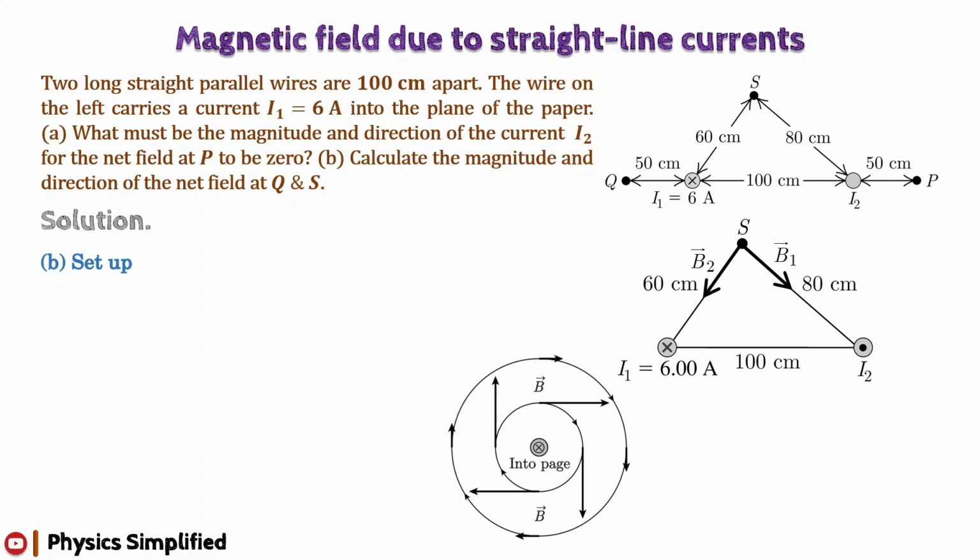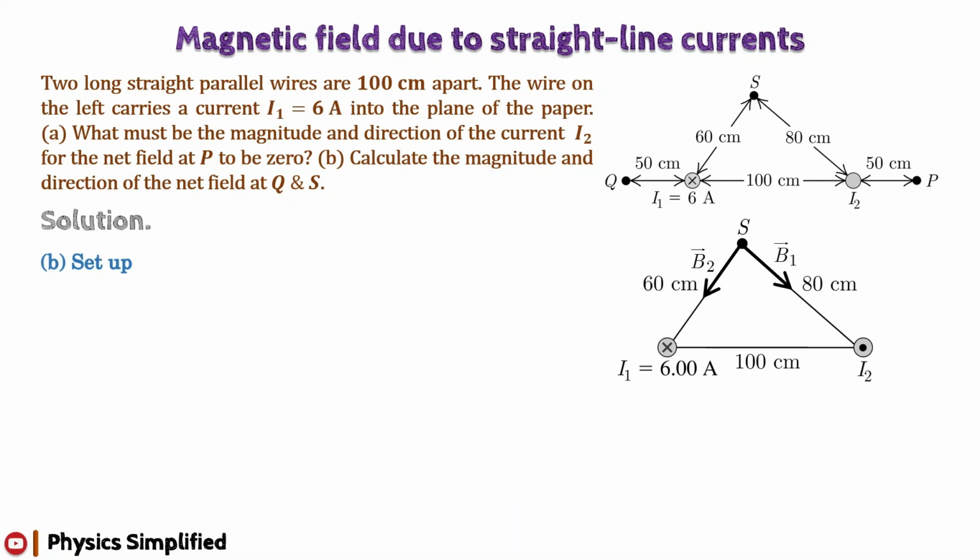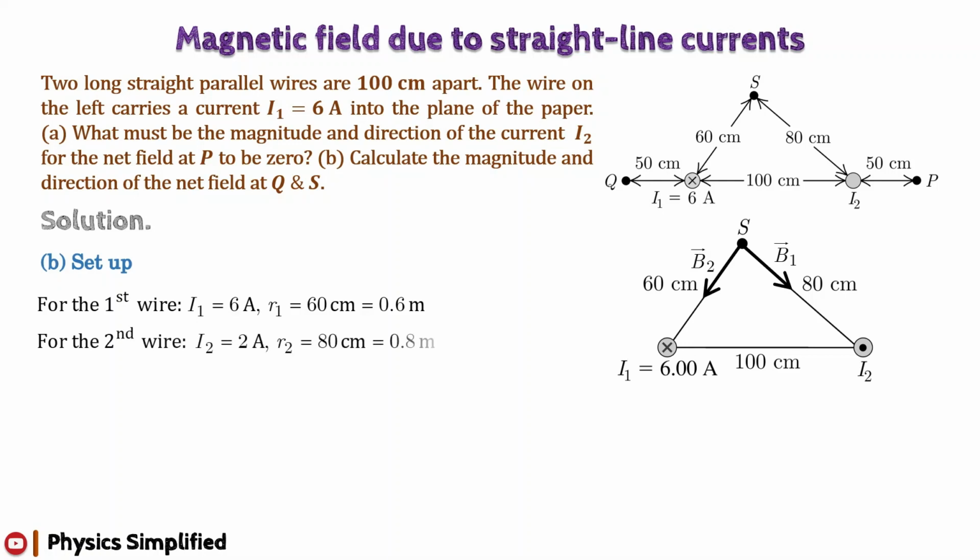For the first wire, strength of current I1 is 6 amperes, and the distance of the point S from the wire, given by R1, is equal to 60 centimeters, that is, 0.6 meters. For the second wire, strength of current I2 is 2 amperes, and the distance of point S from the wire, given by R2, is equal to 80 centimeters, that is, 0.8 meters.